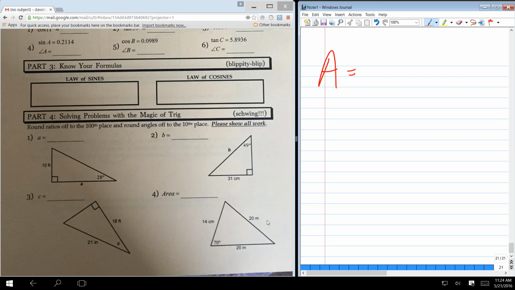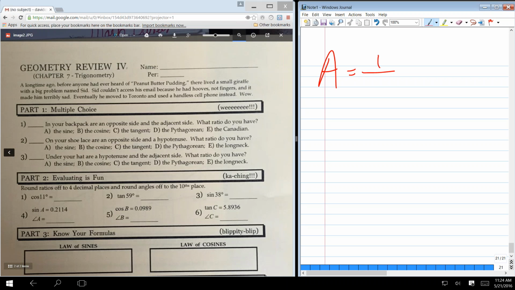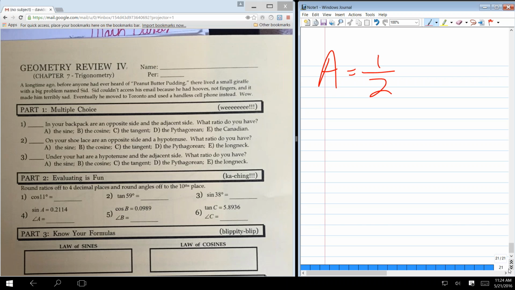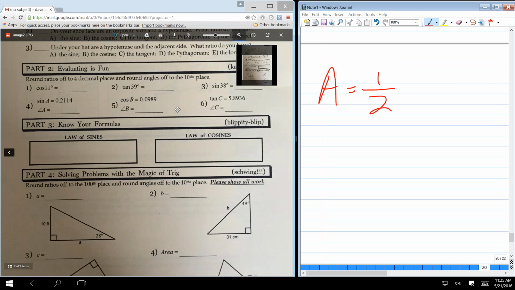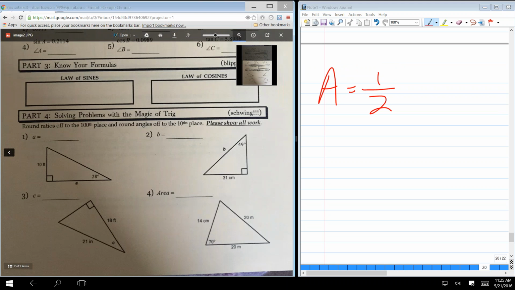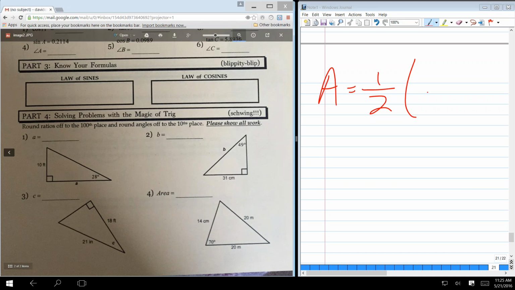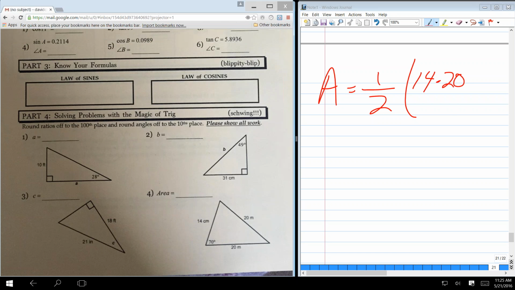Let me think for a moment. It has to do with the sine of 70. I think here's what it is. 1/2 of the two sides and the angle that is made up by those two sides. In other words, I think it's the following. It is 1/2 of 14 times 20 times the sine of 70.